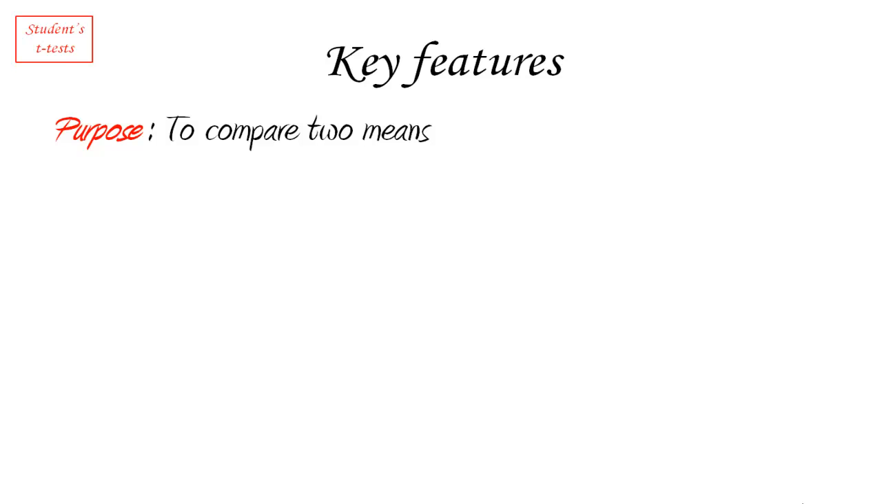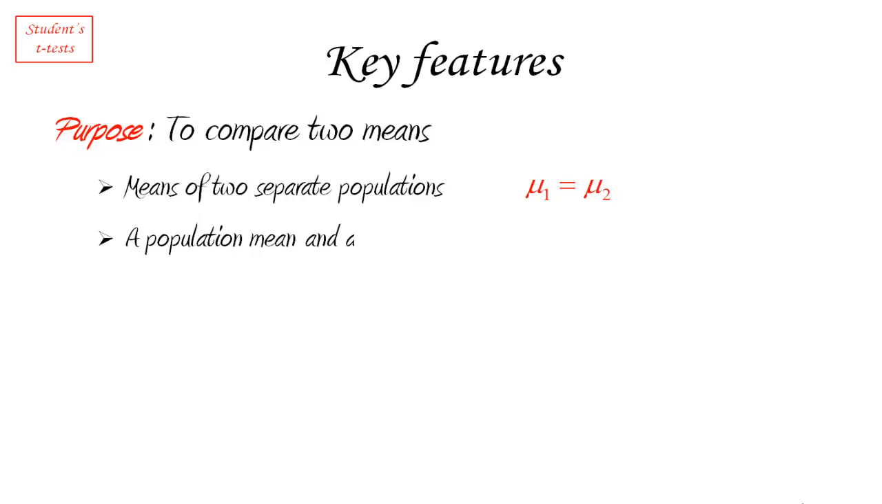Oh, you may wonder why it's called a t-test. Well, really irrelevant, so don't worry about it. Back to the purpose, it's to compare two means, which can mean one of two things. Either we're comparing means of two separate populations, in which case we're going to use as null hypothesis the fact that one mean for one population is going to be equal to the mean for the other population, or it can be used to check if the mean of one population is equal to or different from a fixed number.